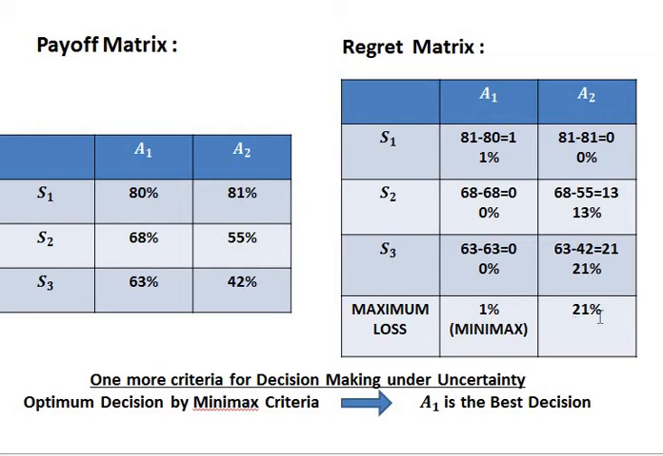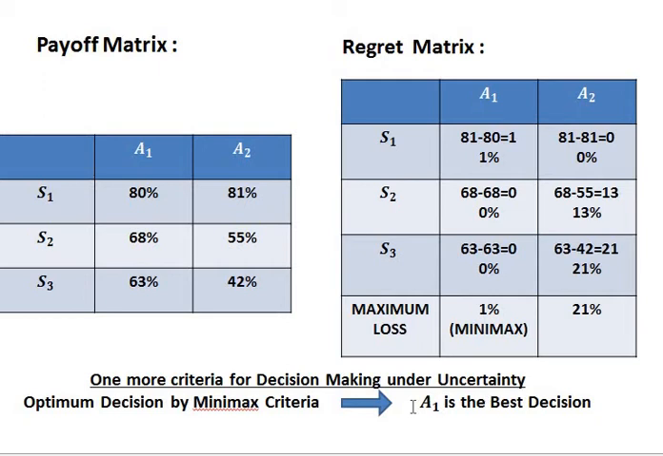Now as this is loss, definitely a person will try to minimize the loss. So when he tries to minimize the loss, he will select the minimum among the two. Now what is the minimum among the two? 1% and 21%. 1% is the minimum. And what is the corresponding action? The corresponding action is A1. So A1 will be the best decision by using what is called the minimax criteria.